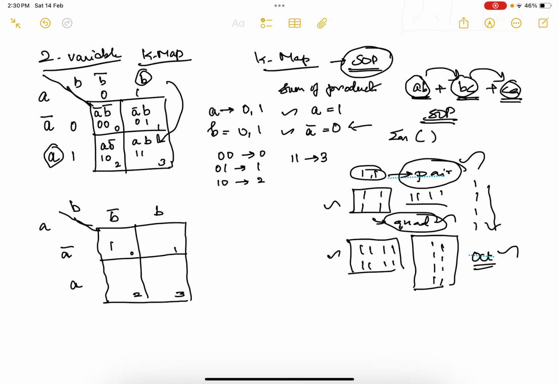If there is only a 1 located in this particular location, how can we map it? There is no possibility of a pair. This one is in the cell of first row and first column, so the answer for this is A bar, B bar. For example, if I have one more 1 located over here, the answer will be A into B. So if I have 1 and 1 this way, my final answer will be A bar B bar plus A B. Clear? So this is one way.